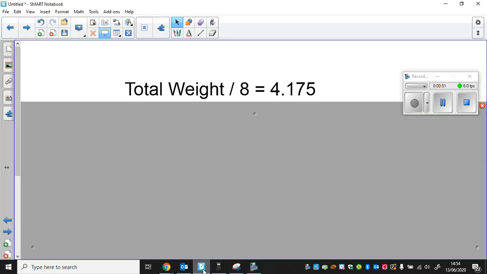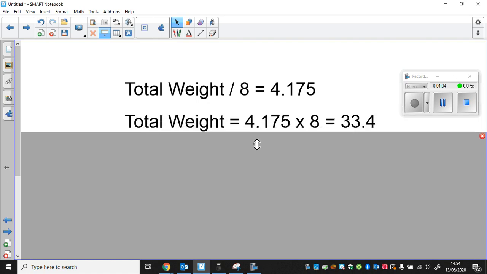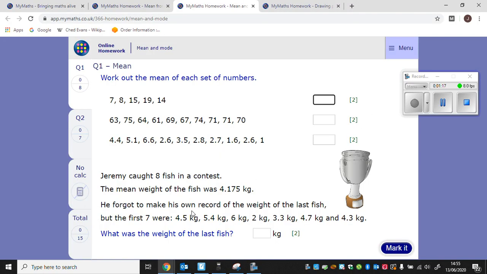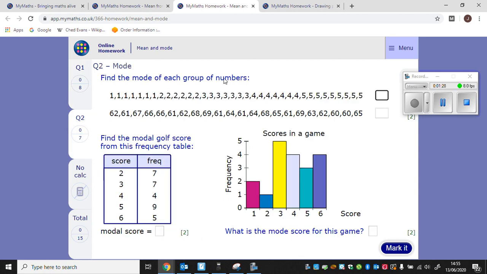Well, I'm just quickly going to go onto here. If the mean is 4.175, we know that the total weight divided by 8 is 4.175. So actually, we've got enough information now to work out what the total weight is. The total weight is 4.175 times by 8. So the total weight of the fish was 33.4. What you'll do is then go onto here, add those up, and then the difference between that and 33.4 is what you need.